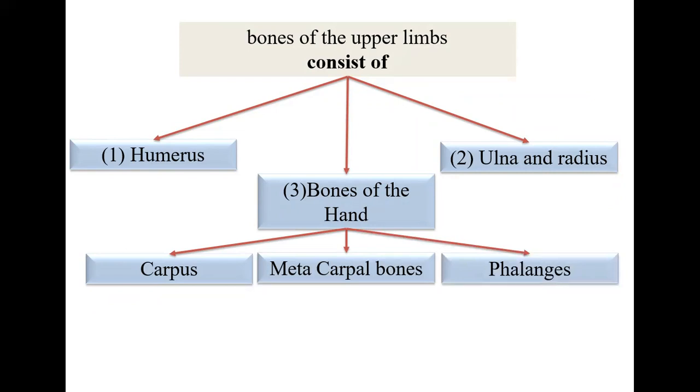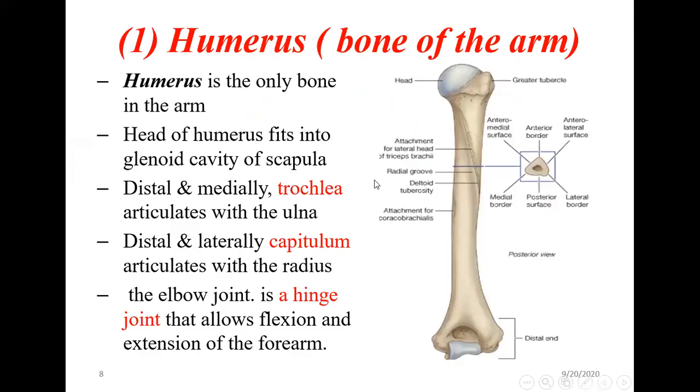Now coming to the bones of the upper limb. Which are the bones? One is the humerus, the second is the radius and the ulna. Then we have the bones of the hand, the carpals, then the metacarpal bones as well as the phalanges. We'll see the big bones first, then we'll go to the smaller bones.